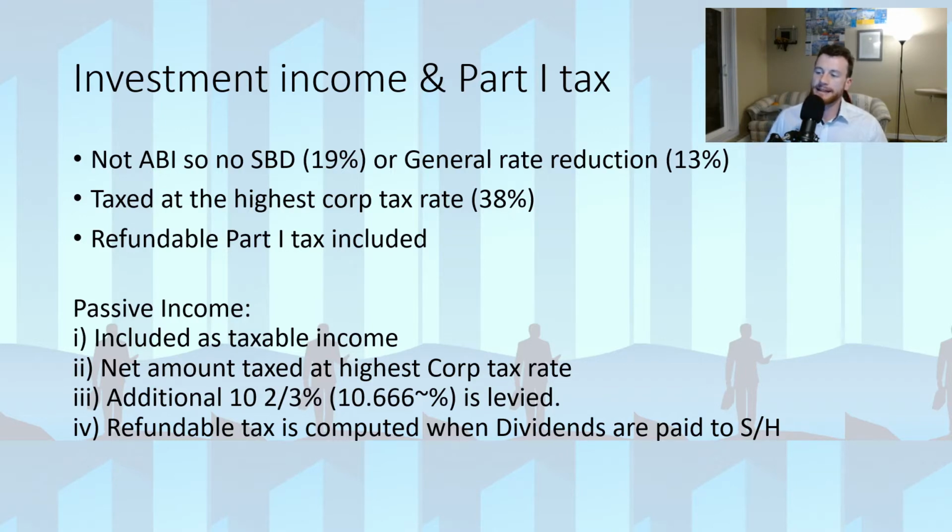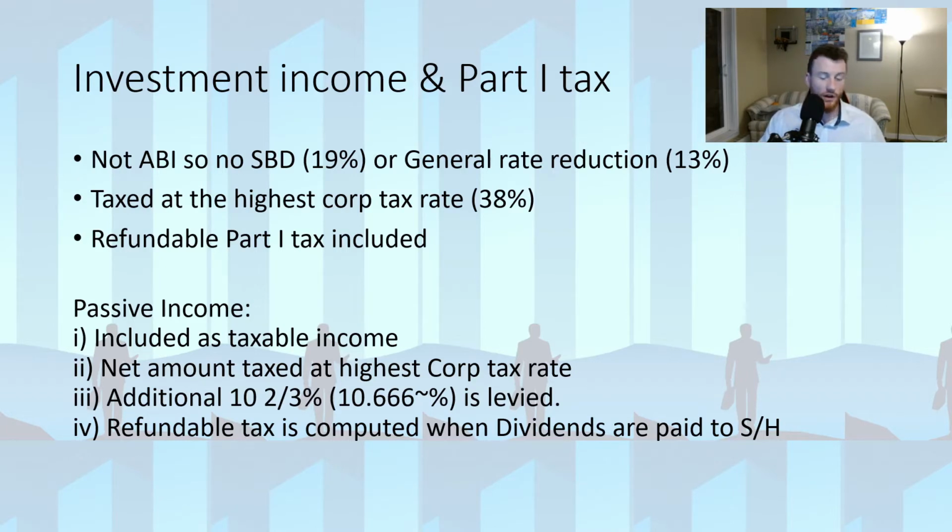Passive income, such as interest and capital gains and royalties and rents, is not taxed the same as dividends under Part 4, but is included as taxable income and taxed in Part 1. It, again, is a tax at the highest corporate rate, and there's a refundable Part 1 tax that is levied at 10 and 2/3%, or 10.666%. But this refundable tax, when computed, can be returned to the shareholders and is recovered.